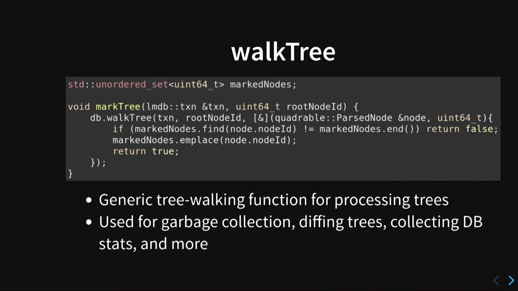Walk tree is a generic tree traversal mechanism. I only put this in here because it's a neat use of C++ features, and it's used for lots of stuff in Quadrable. Here, this is actually the implementation of mark tree. You call mark tree on every head that's in the database, and it will keep a record of all the nodes it finds, so that you can later delete the ones that it didn't find. You pass it a lambda, and it gets a node, and you can do whatever you want with that. I use this for all kinds of things like computing diffs between trees and DB stats and so on.